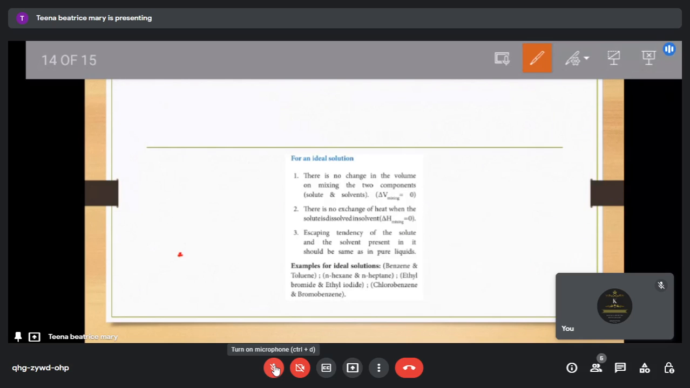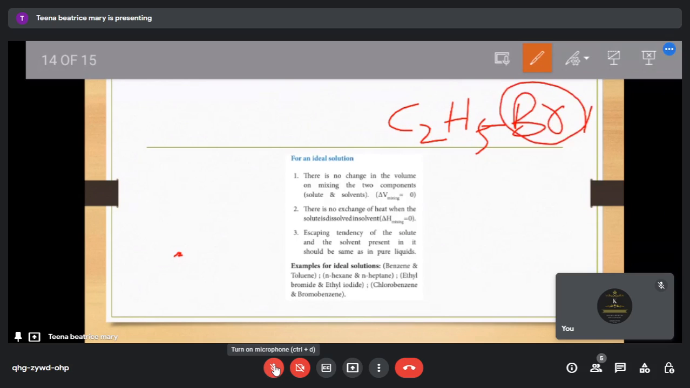And ethyl bromide and ethyl iodide are also not varying drastically. C2H5 with bromine for ethyl bromide, and C2H5I for ethyl iodide. Only the functional group differs, but the physical properties are somewhat the same, with not much molecular variation. That is said to be an ideal solution.